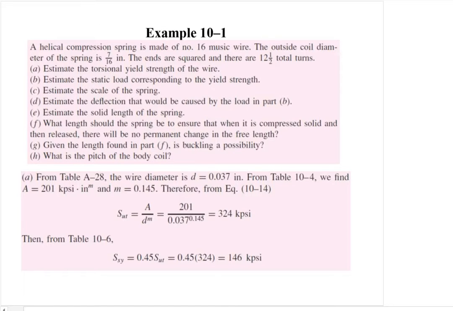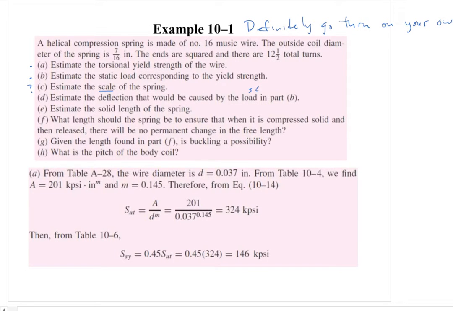Okay, example 10.1, definitely go through this on your own. We're going to go through it kind of quickly. It's asking for a lot of stuff. Part A, estimate the torsional yield strength of the wire. Part B, estimate the static load corresponding to the yield strength. Part C, estimate the scale of the spring. What the hell is that? It's the first time they've mentioned scale.